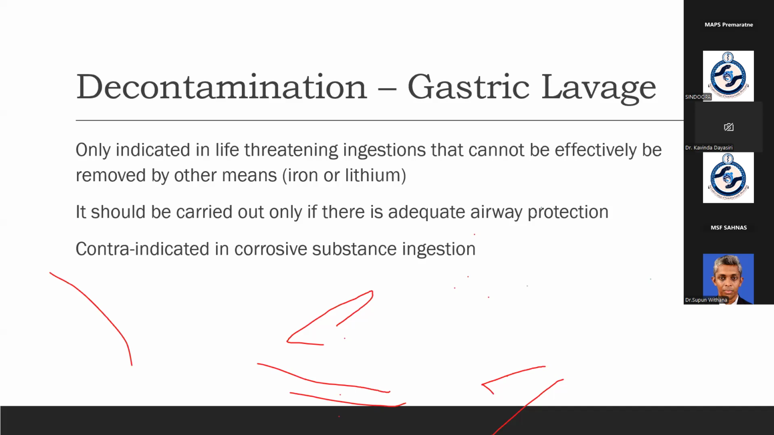And with certain substances like acids and alkali, administration of any decontaminating agent, including charcoal or gastric lavage, is contraindicated because these acids and alkali can spill over into the lungs, resulting in a severe chemical pneumonitis.